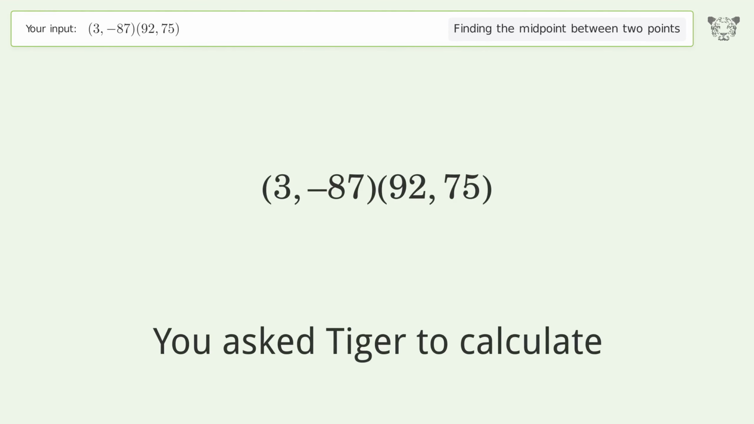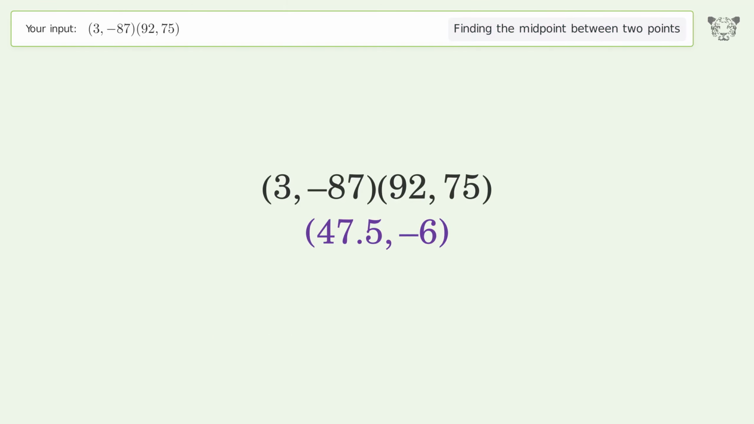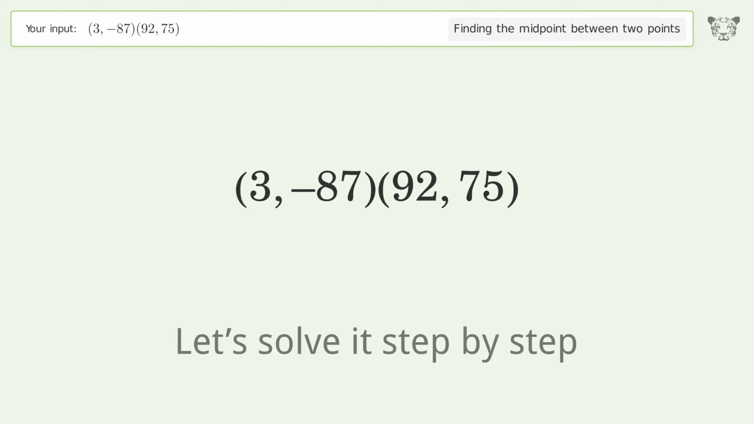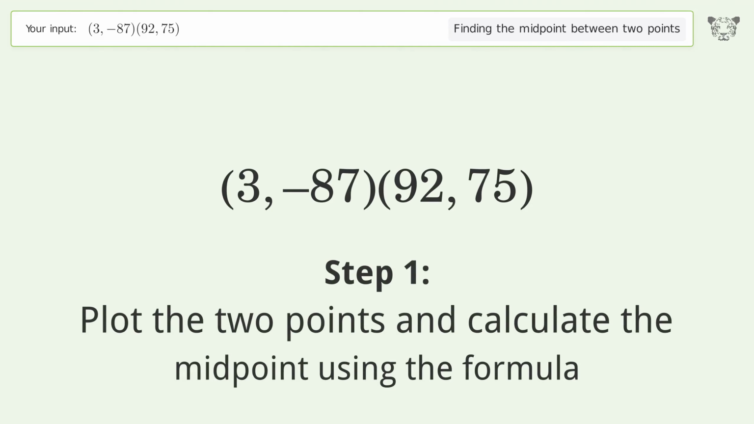You ask Tiger to calculate. This deals with finding the midpoint between 2 points. The midpoint between the 2 points is 47.5, -6. Let's solve it step by step. Plot the 2 points and calculate the midpoint using the formula.